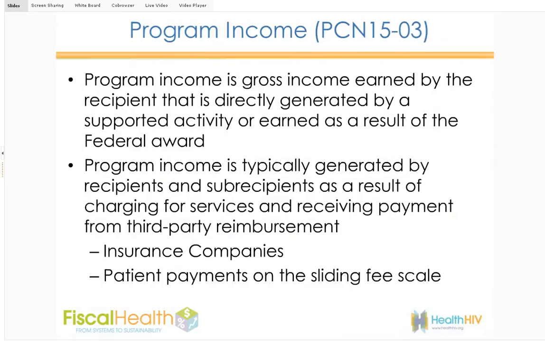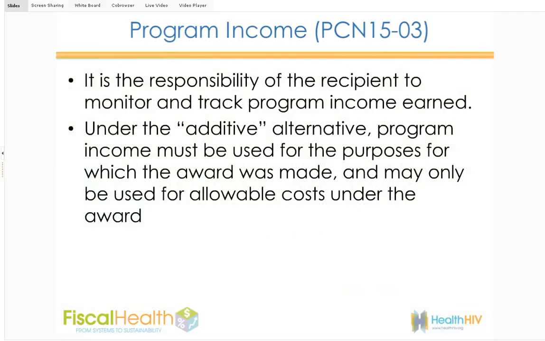Program income is the gross income earned by the recipient that is directly generated by supported activity or earned as a result of the federal award. So program income is typically generated in these scenarios by subrecipients and recipients who are charging for services and receiving payment from third-party reimbursement, whether that be insurance companies or patient payments on the sliding fee scale. So it's the responsibility of the recipient to monitor and track program income. And under this additive alternative, which was referred to in the policy notice 15-03, this income should be used for the purposes that the award was made for, the HIV program, and can be used for allowable costs under the award.